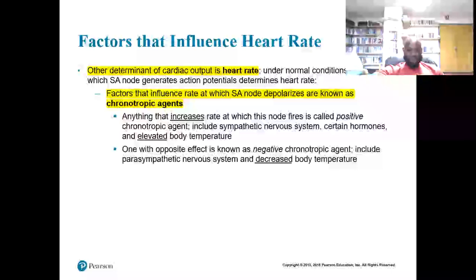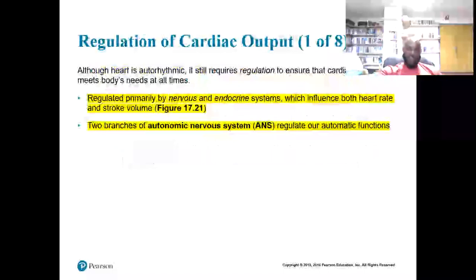Factors that influence the rate at which the SA node depolarizes. Right, so this includes the sympathetic nervous system, some hormones, and elevated body temperature that can all increase your heart rate, therefore increase your cardiac output. You also have the parasympathetic nervous system. Remember your rest and digest. Parasympathetic digest, and you can have effects where you decrease your body temperature, decrease your cardiac output.